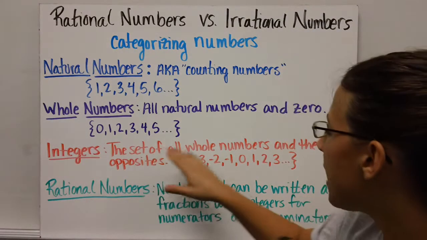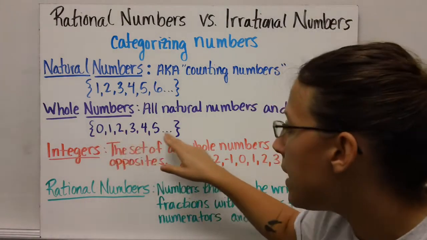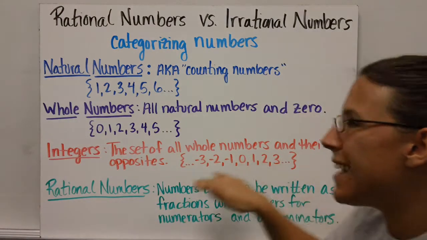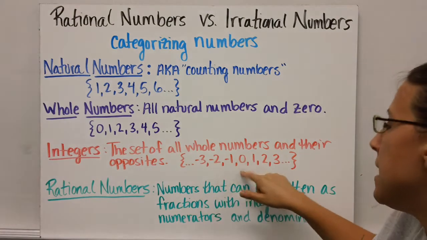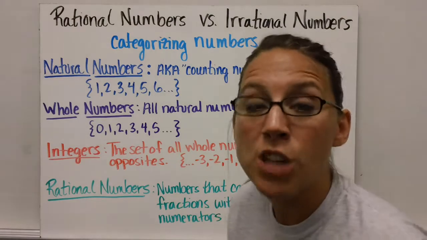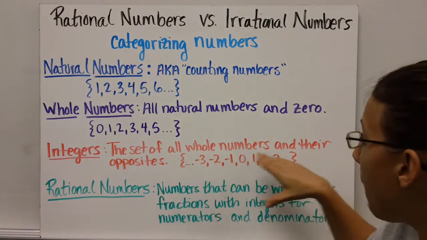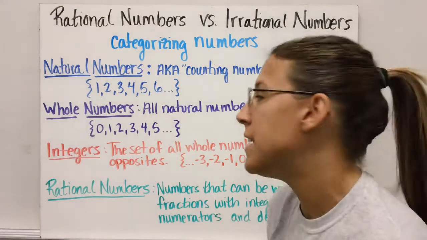Integers are the set of all whole numbers and their opposites. So it's all of these numbers and the negative values. So here is just a nice example set. You have -3, -2, -1, 0, 1, 2, 3. So you can see all of these opposites. Remember, 0 is its own opposite, and because the definition says the set of all whole numbers and their opposites, 0 is a whole number, so it falls under integers.